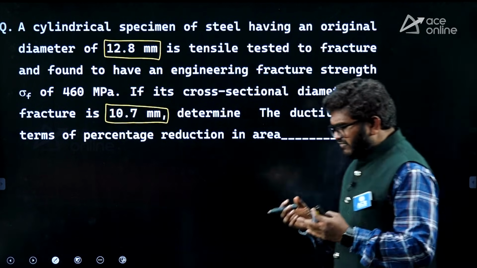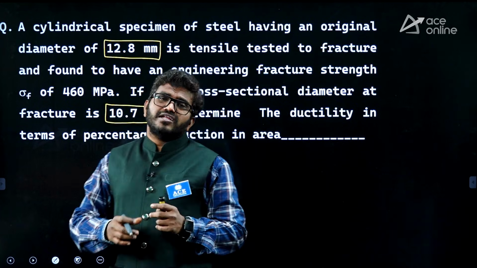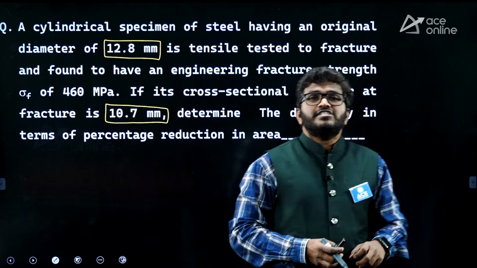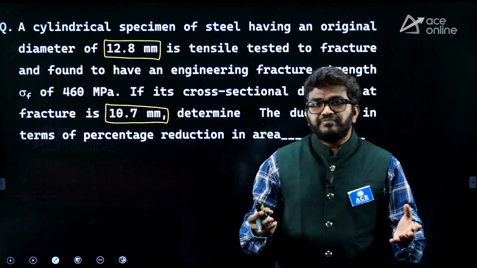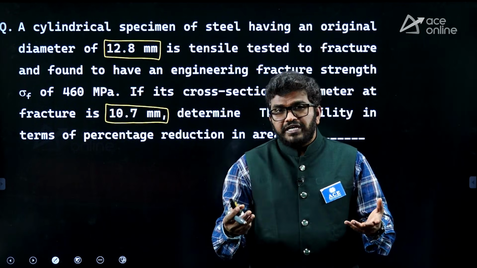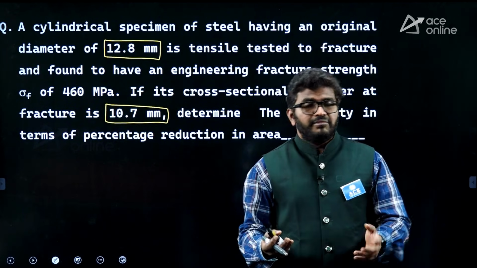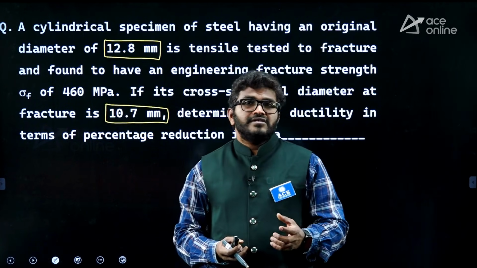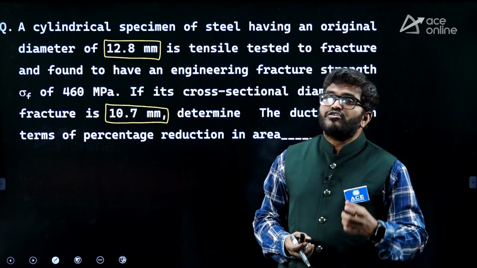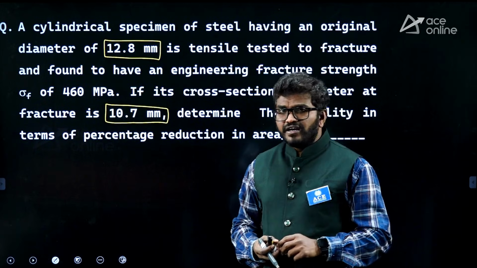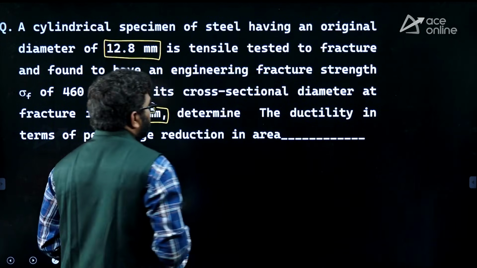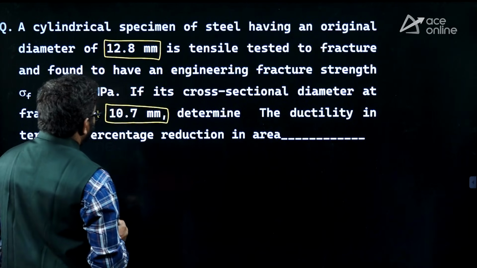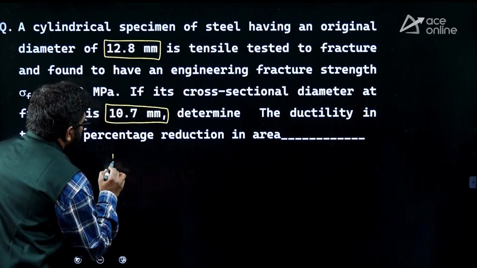In the question itself, first of all, how will you measure the ductility? Ductility is measured in two ways. One is percentage elongation, how much elongated in terms of length, means final length minus initial length by initial length. Second is percentage reduction in cross-sectional area, right? So, here already they are asking percentage reduction in cross-sectional area.